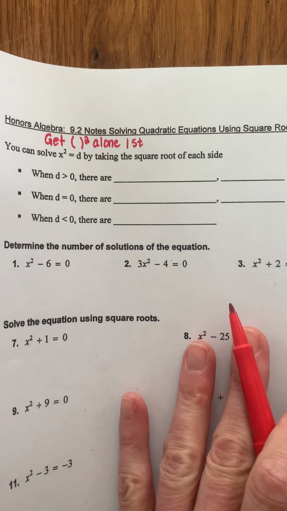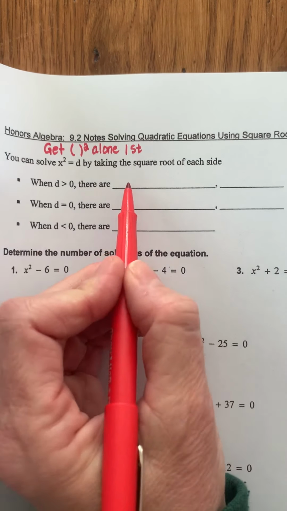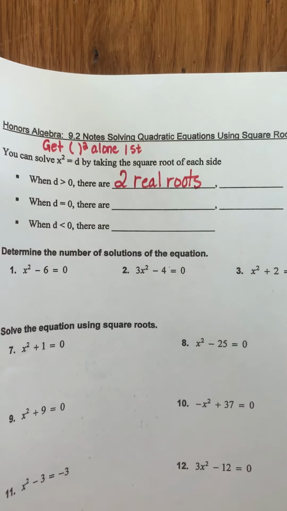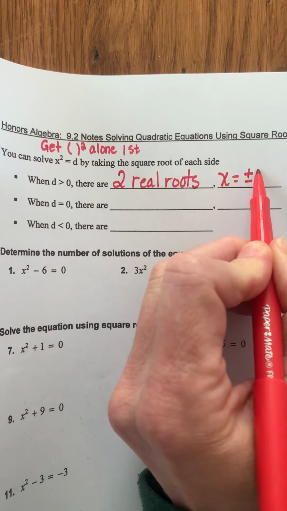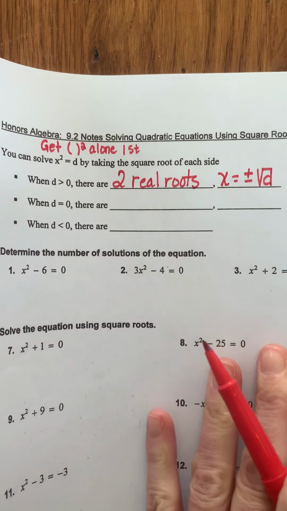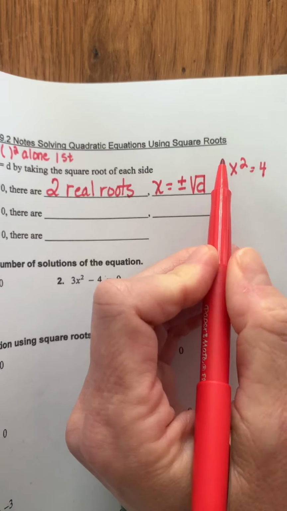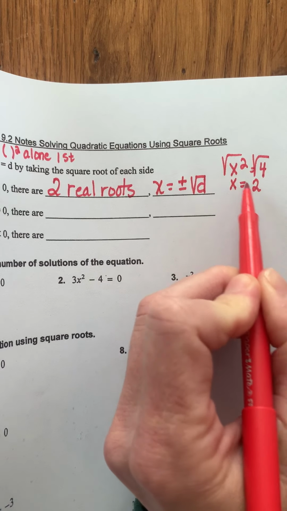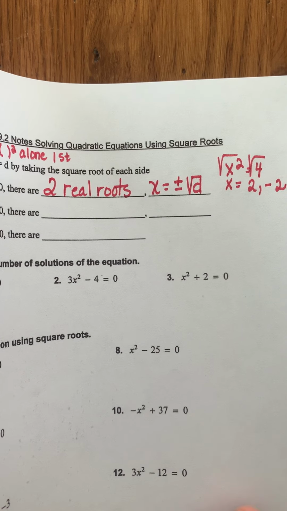If you have x squared equal to a number, and that number is greater than 0, which means it's positive, there are 2 real roots. That means the parabola will cross the x-axis at 2 points. So your answer would be positive and negative, whatever the square root of that number is. For instance, if I had x squared equals 4, if you take the square root of both sides, x could be 2 because 2 squared is 4, or x could also be negative 2. So you would have 2 answers there.